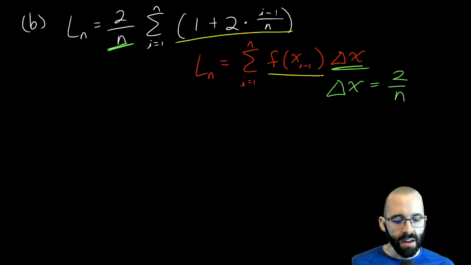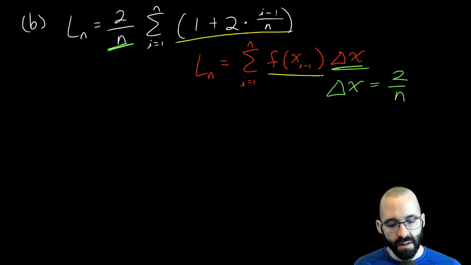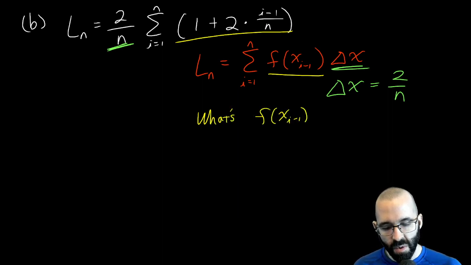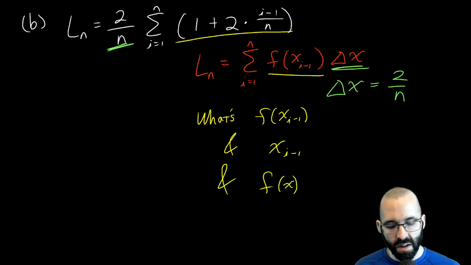So what are our x sub i minus 1s? And what's our function? What is f of x sub i minus 1? And then really, this is also useful, because we eventually want the integral of that function. Well, we know this first one immediately, because the underlined yellow thing is the underlined yellow thing. They are the same. So let's copy that down. It's 1 plus 2 times i minus 1 over n.